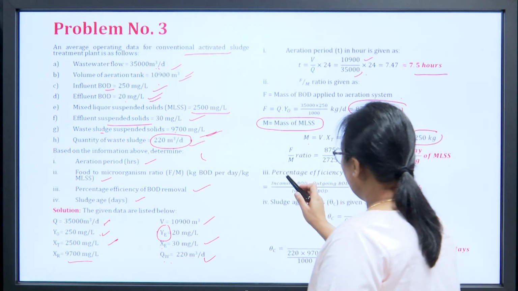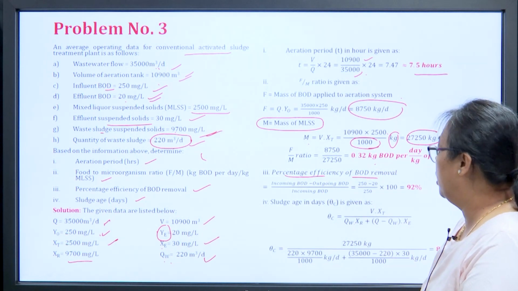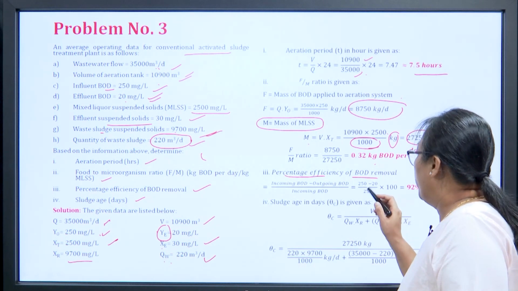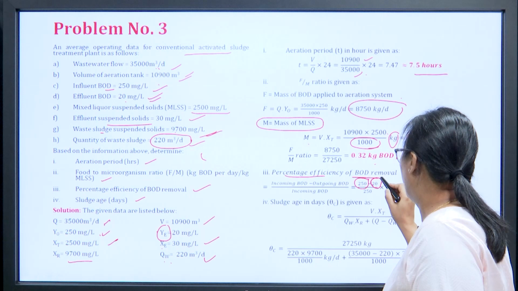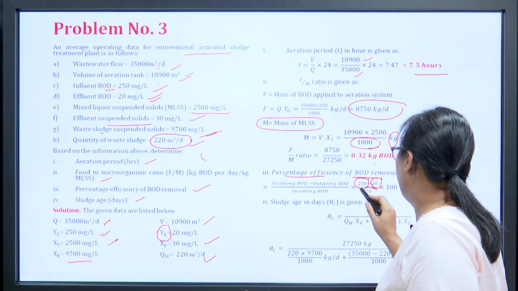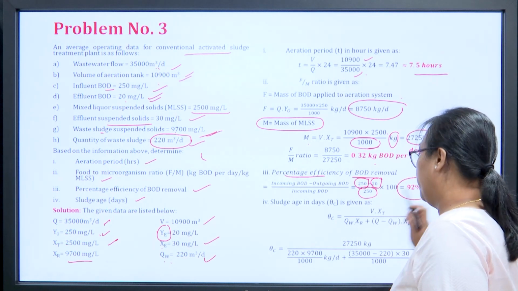Then percentage efficiency of BOD removal. How much is the BOD removal? This is very easy. What was the incoming BOD? 250. What was the outgoing BOD? 20, and divide by the incoming BOD into 100, that is 92%, right.